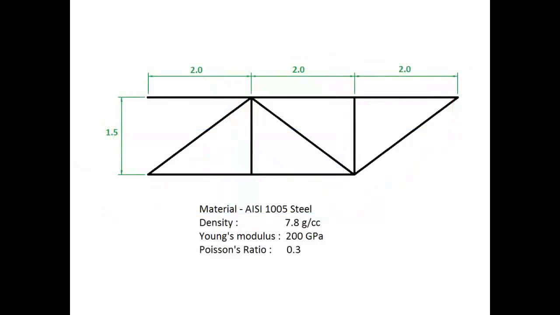We are going to use the dimensions from this schematic. We will be using SI units, where length is in meters. The radius of the truss members is 1 centimeter, or 0.01 meters. The truss is made of steel with a density of 7.8 grams per centimeter cubed, a Young's modulus of 200 gigapascals, and a Poisson's ratio of 0.3.